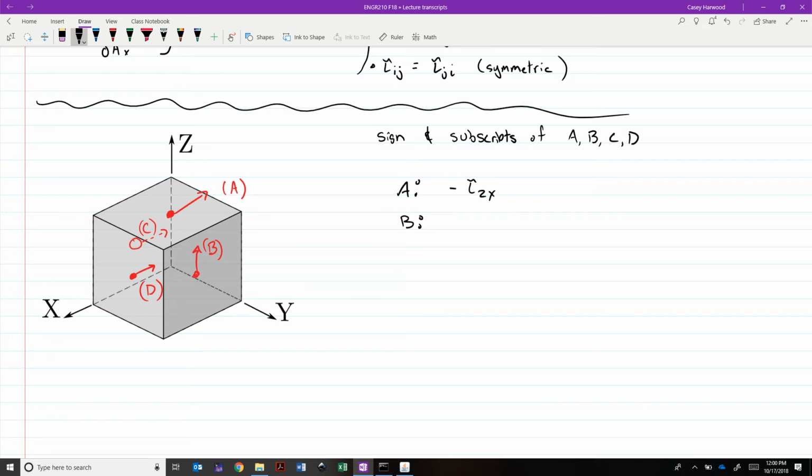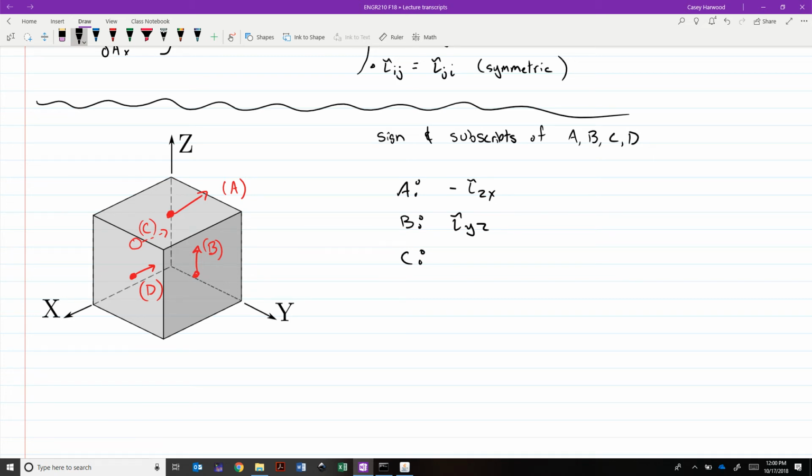All right. Reasoning: it's on the y-facing face. It's acting in the z direction. It's acting in the positive z direction, and the face is pointing in the positive y direction. So it's positive, positive, tau yz.